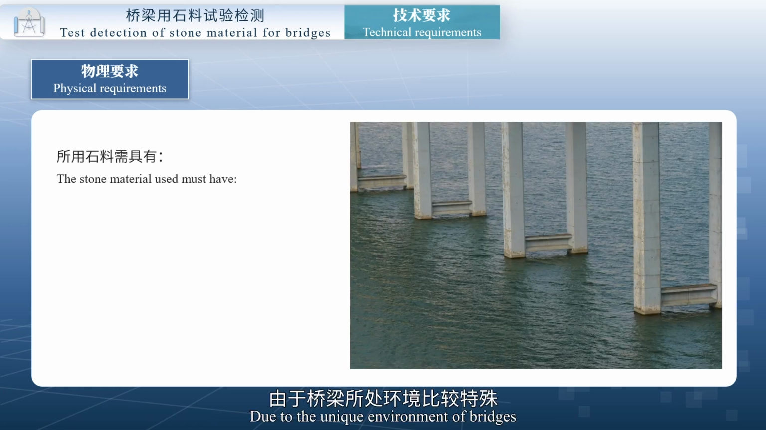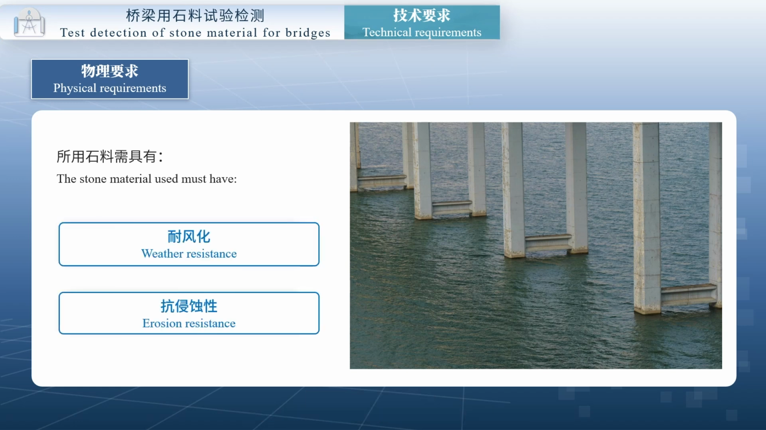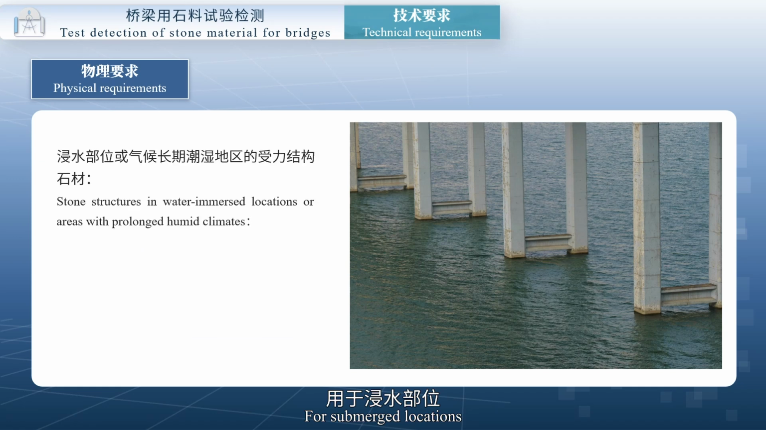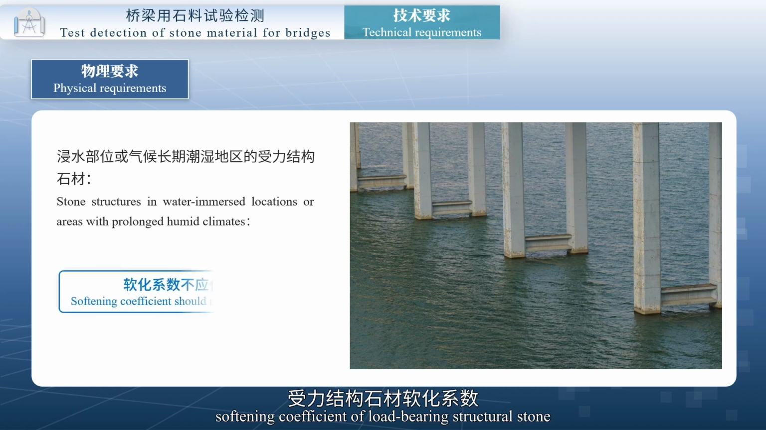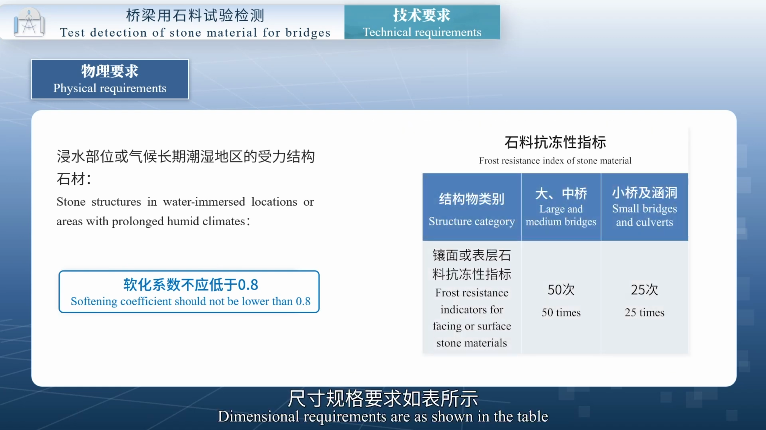3. Due to the unique environment of bridges, the stone used must also have weathering resistance and erosion resistance for submerged locations or in regions with prolonged humid climates. The softening coefficient of load-bearing structural stone should not be less than 0.8. Dimensional requirements are as shown in the table.